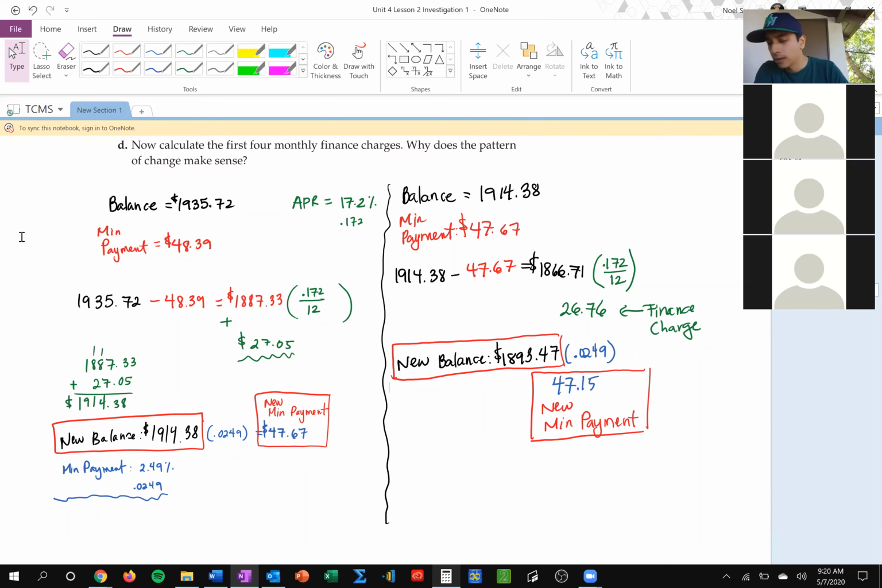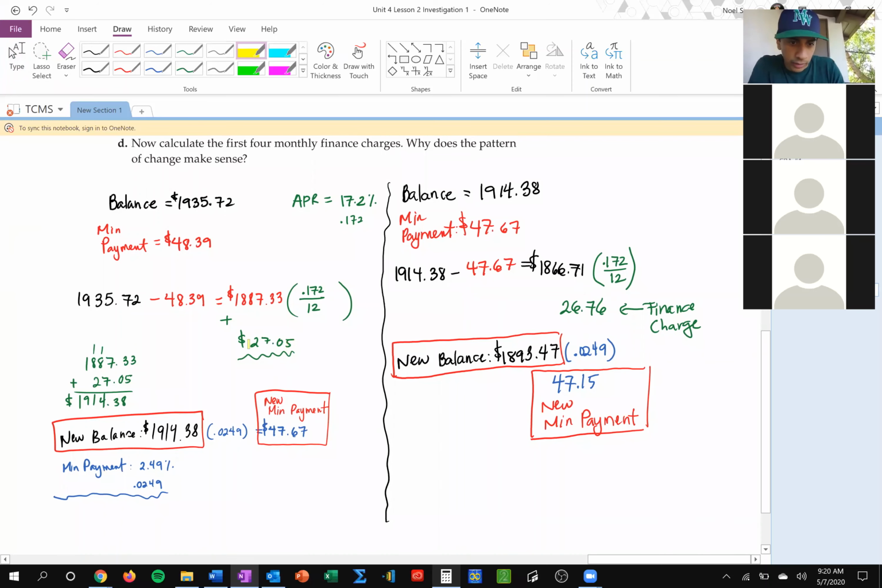We can take a look at that just to analyze. We'll do it with just the first 2 months. So these were the finance charges that they're talking about. It's the 27.05. That was the finance charge for the first month, and then the finance charge for the second month here.